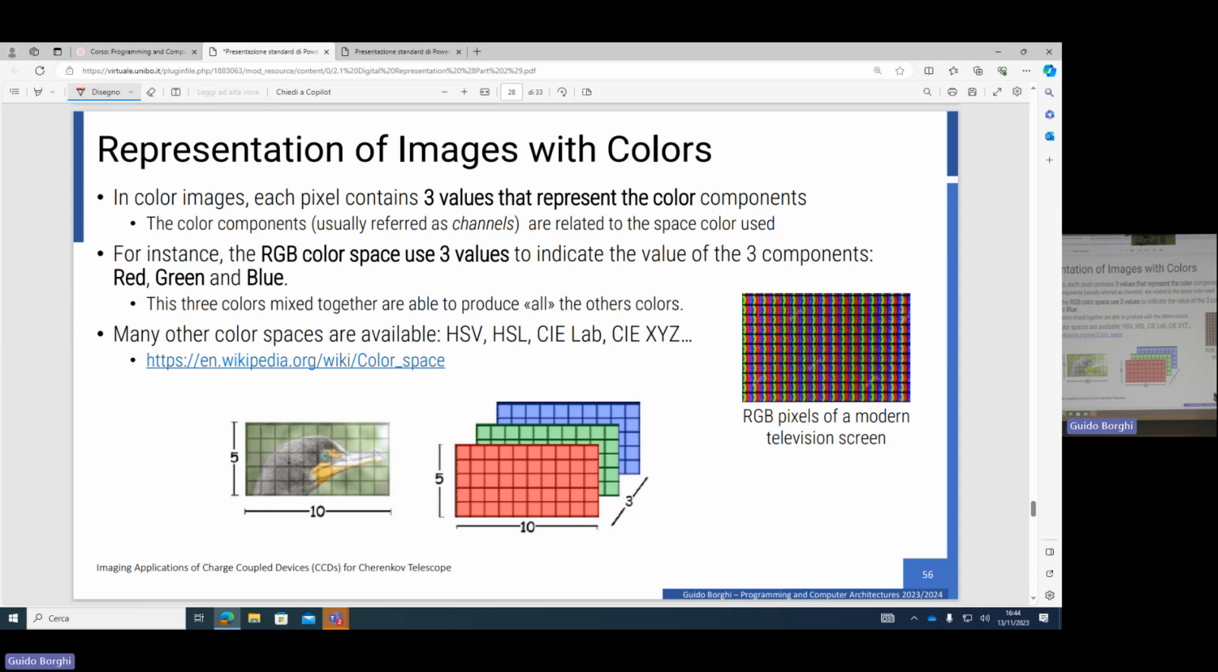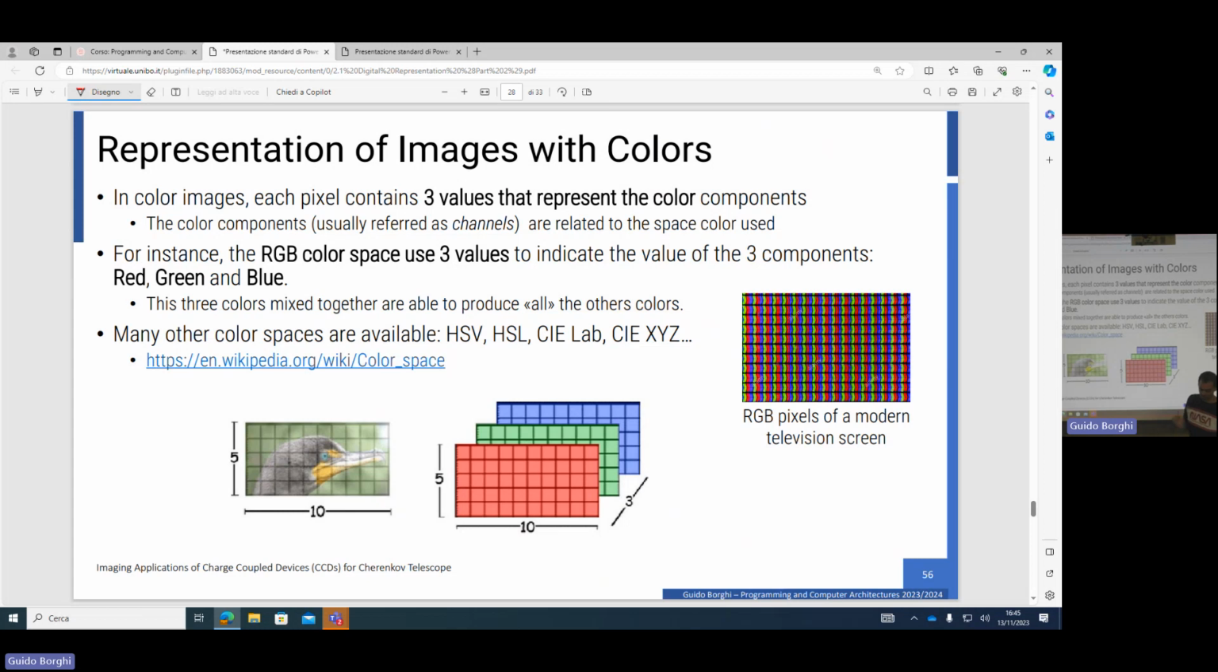We can also use other conventions, other standards, of course. We have many standards in our computer field. So we don't have only the RGB convention, but we have many other color spaces. These conventions are called color spaces. For example, we have HSV, HSL, and many other conventions. You can find on Wikipedia all the possible conventions that we can use with images.